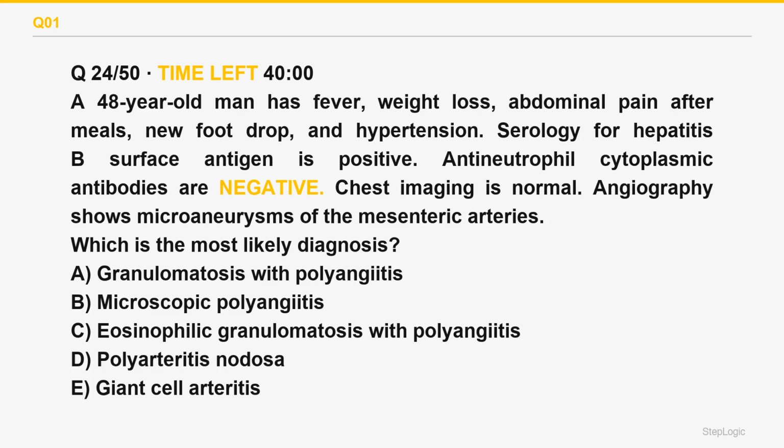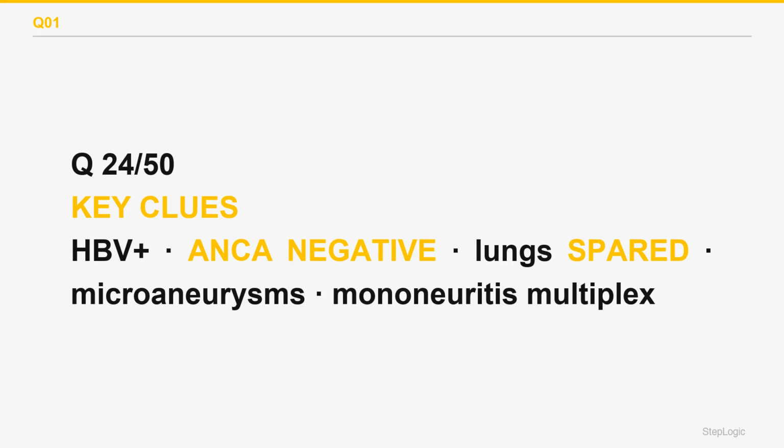Read the command, the most likely diagnosis. Two features here do the discriminating, and both are negatives. The lungs are clear and the ANCA is absent. Polyarteritis nodosa is a medium vessel necrotizing vasculitis with three discriminating features. It spares the lungs, it is ANCA negative, and it is associated with hepatitis B.